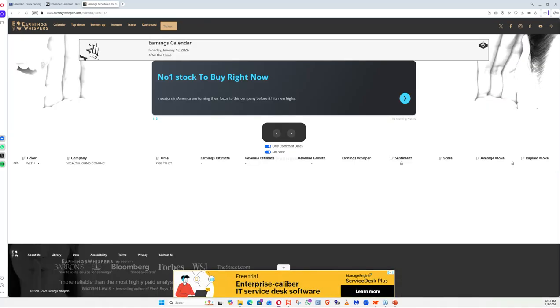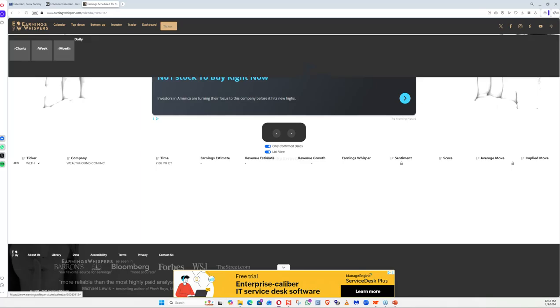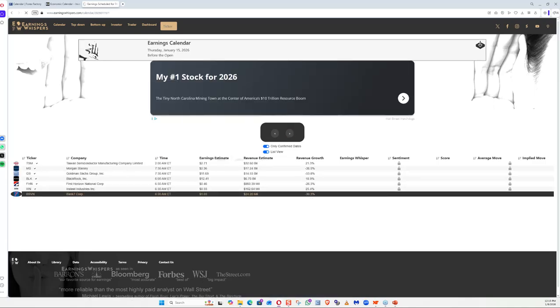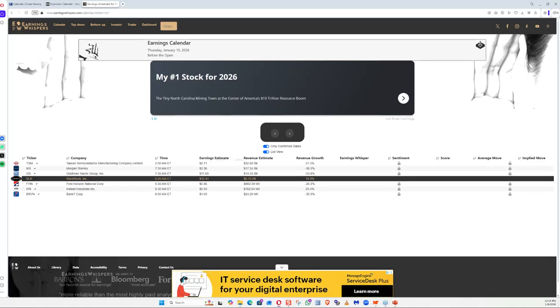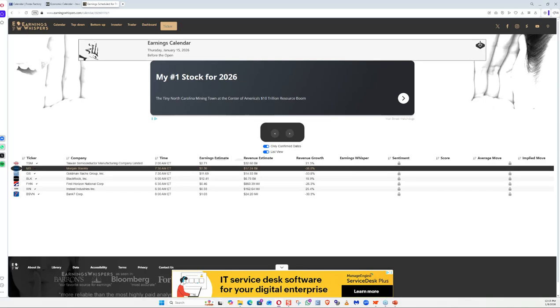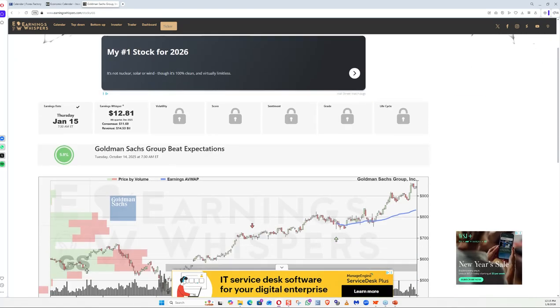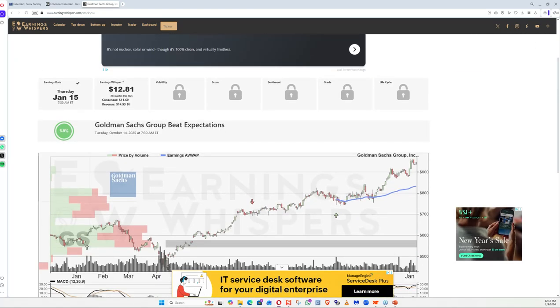It's still quiet. The banks are just getting started. If you go later in the week, it gets a little busier. Next week, you'll see that almost all the banks, Morgan Stanley, Goldman Sachs. But not only does it show you the names of the companies, if you click on the company, you get some very useful information that we use when we're trading earnings and using the futures.